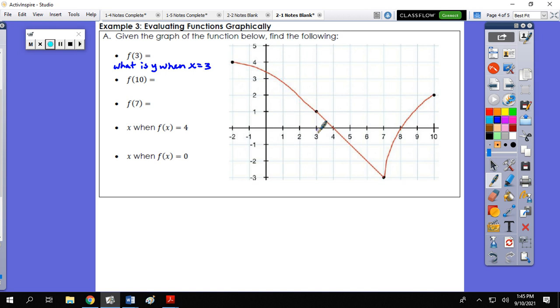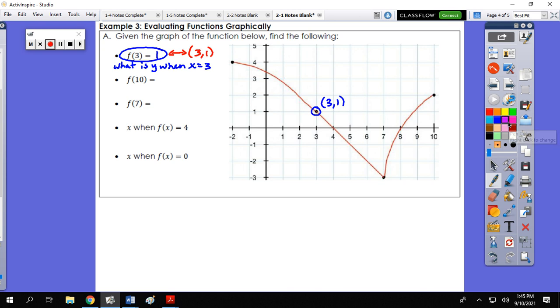So we go to 3, we go up and we find that point. This point is 3, 1. When x is 3, y is 1. So f of 3 has to equal 1. Remember that function notation, f of 3 equals 1, is interchangeable with your ordered pair that we just wrote on the graph, 3, 1. f of 3 equals 1.